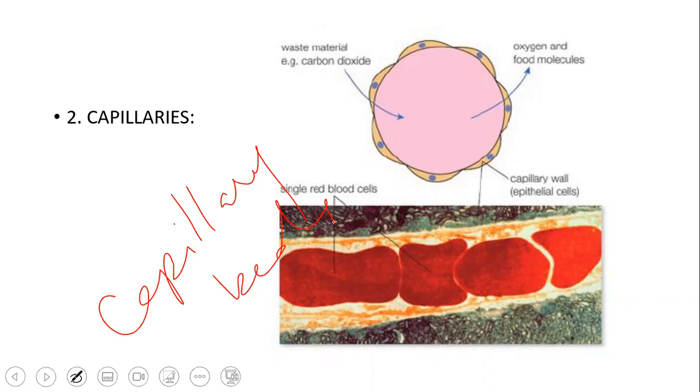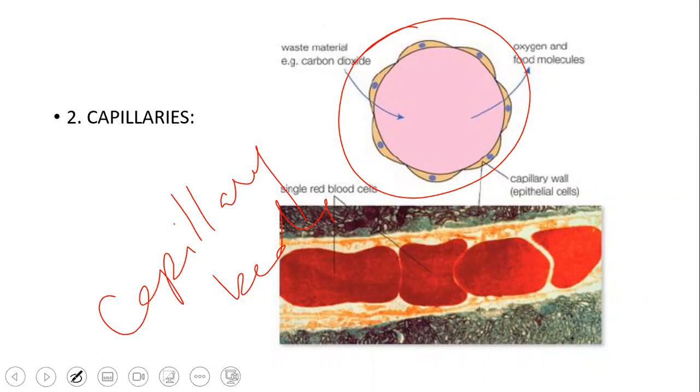When you talk about the structure of the capillary, it has a single layer of cells, a single layer of endothelial cells. So the lining of the capillary is going to be one cell thick. That's it. There is no tunica intima, no tunica externa, no tunica media, nothing. No smooth muscles, no collagen fibers, no elastic fibers, nothing. All it has is one layer of endothelial cells. That is the lining of a capillary. That's the first thing you need to know.